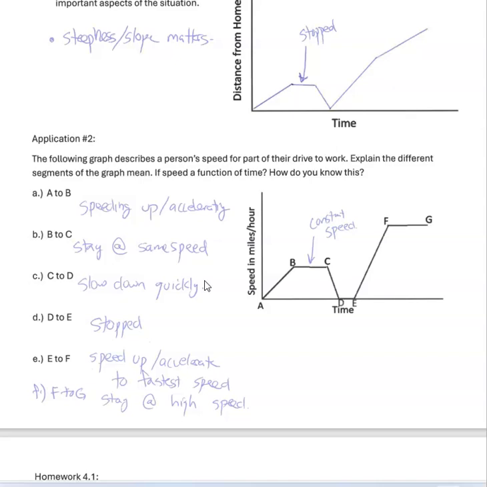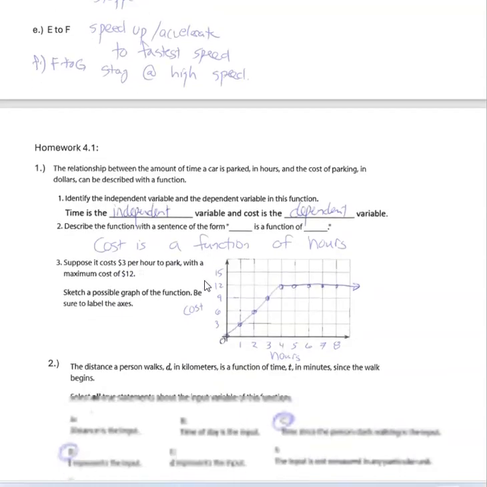Then you can see he slows down quickly. He comes to a stop. Then he accelerates a bit faster than he did before. So he's getting up to speed quicker. And then he goes to a certain speed and stays at that speed. So from F to G, he is faster than he was from B to C. The main thing I want you to know here is on speed time graphs, the horizontal line does not mean he is stopped. Let's go ahead and look through these.